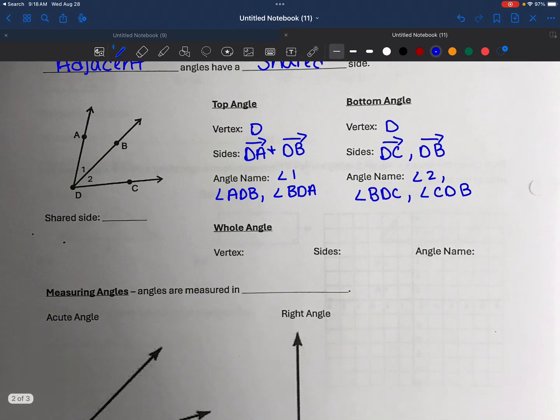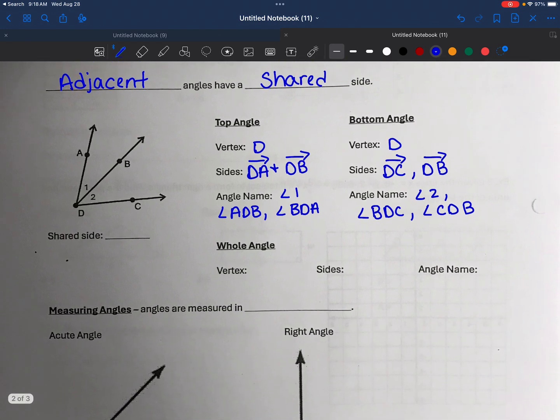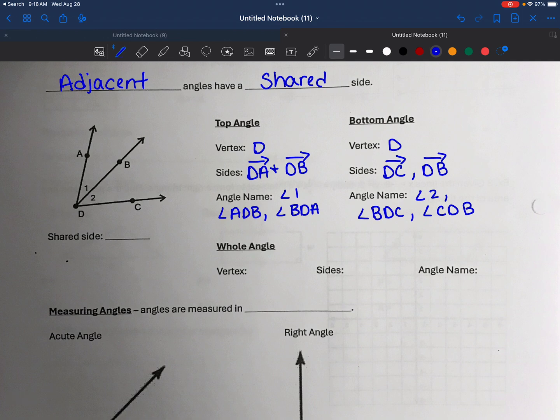Now, notice we named the top angle, we named the bottom angle. It's also possible for us to name the whole entire angle. What would be the vertex of the whole angle? D. Still D. What would be the sides of the whole angle? DC and DA. Say it again, Turner. DC and DA. Ray DC, Ray DA. Because now we're kind of just ignoring this middle ray. And then how would I name this whole entire angle? There's only two ways on this one. ADC, CDA.